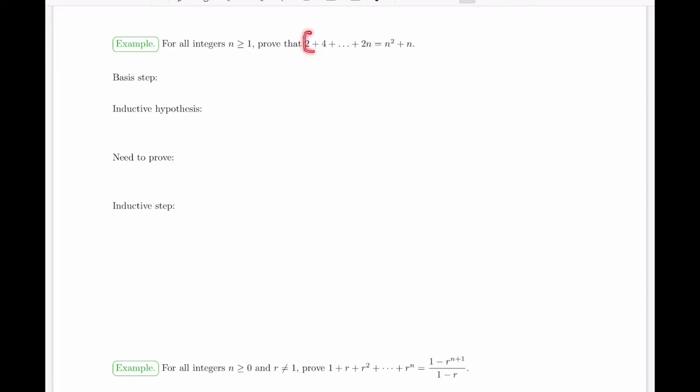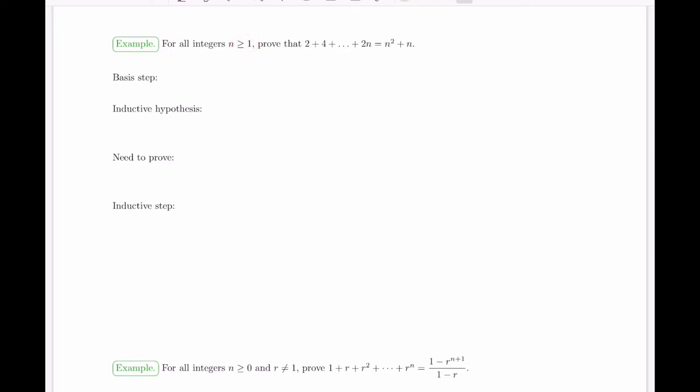So instead of the previous example where we have the sum of all the numbers from 1 to n, here we have the sum of all the even numbers from 2 to 2 to the n. And this also has a formula that we will be able to use. Let's see. Basis step is proving that the property holds for the first value.